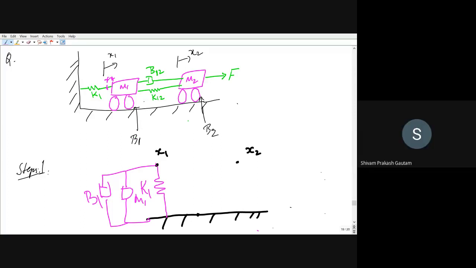Okay, what else is connected to X1? B12 is connected. B12 is connected between what and what? Between X1 and X2. So I can connect a B12 here. This is my B12. What else is connected? K12. K12 is connected between X1 and X2. So this is my K12. Is there anything else?